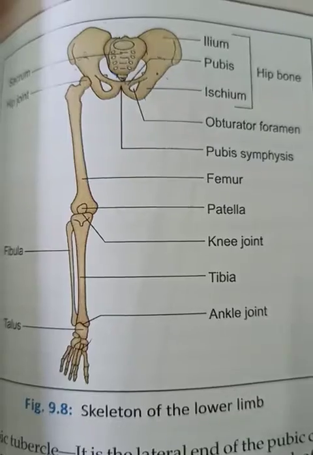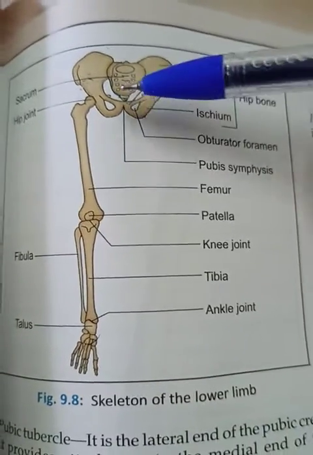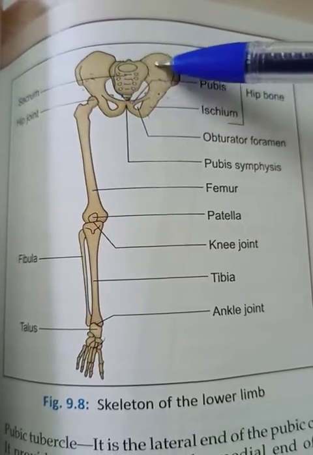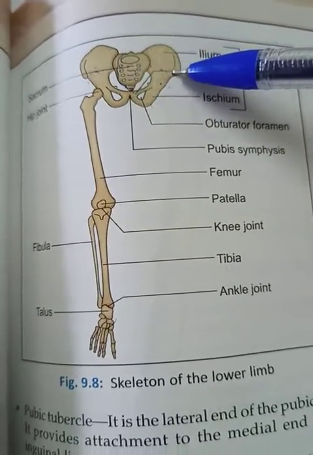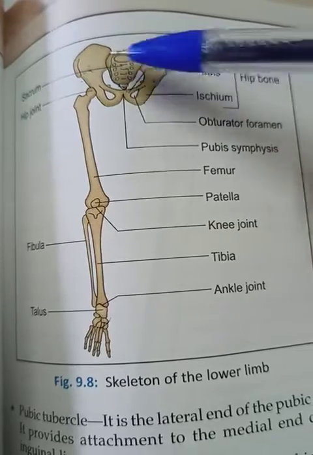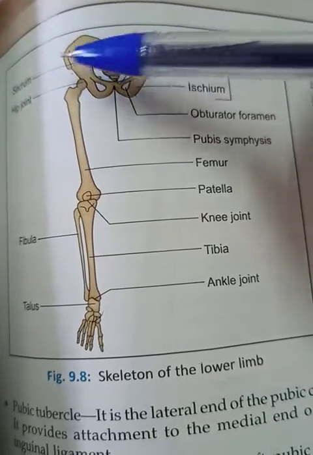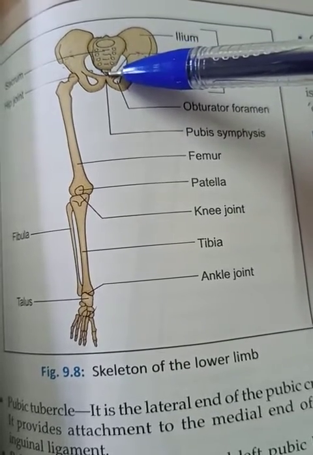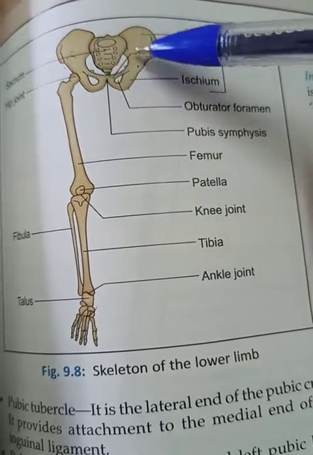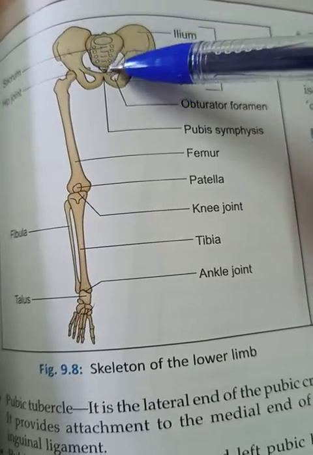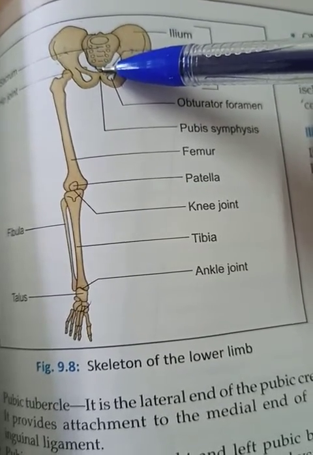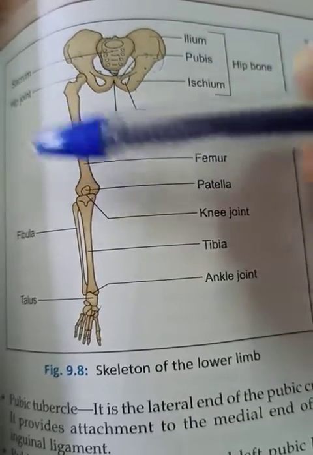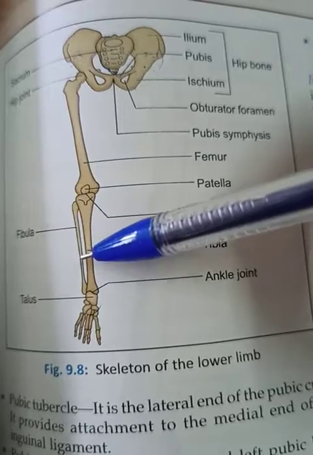Then comes the lower limb bones. Here we can see the skeleton of the lower limb, and this is our pelvic bone or bony pelvis. On either side of the bony pelvis we can see the hip bone. At the center we can see this is our sacrum. Below the sacrum comes the coccyx. So hip bones, sacrum, then coccyx, all this forms the bony pelvis. And this is our femur, this is the tibia, and this is the fibula.